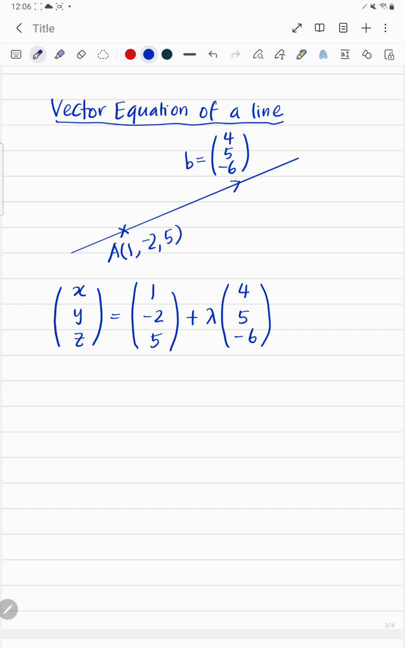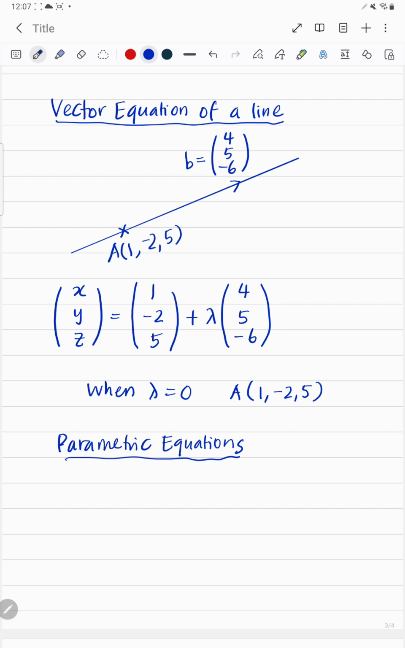For example, when lambda is 0, the point on the line is actually point A, 1, -2, and 5. So different points on the line have different values of lambda. The next format of vector equation of a line is what we call parametric equation.